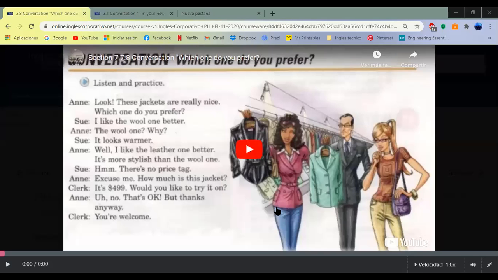Mañana vamos a estudiar lo que son los adjetivos comparativos, así que va a ser quizás un poquito más extendido el tema. Por eso es que estamos viendo ahorita lo que son conversaciones, okay? So let's listen to this conversation. And then we're going to practice.